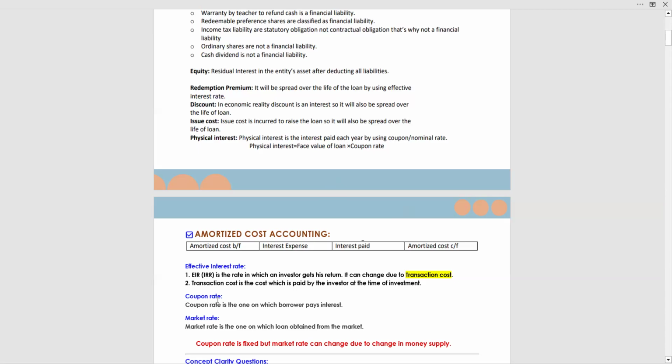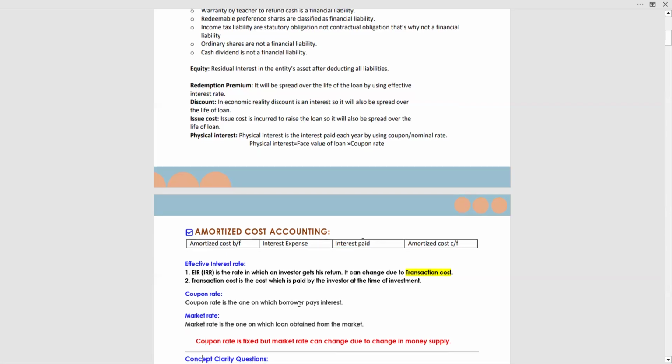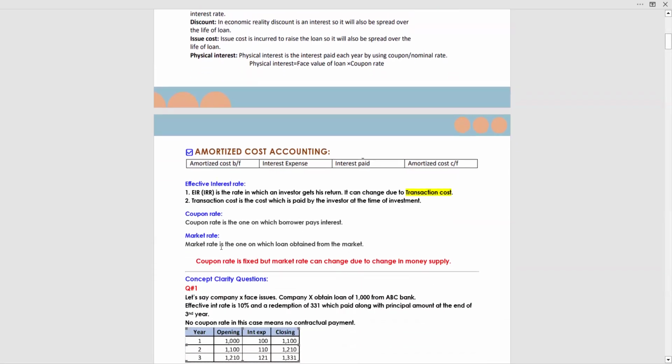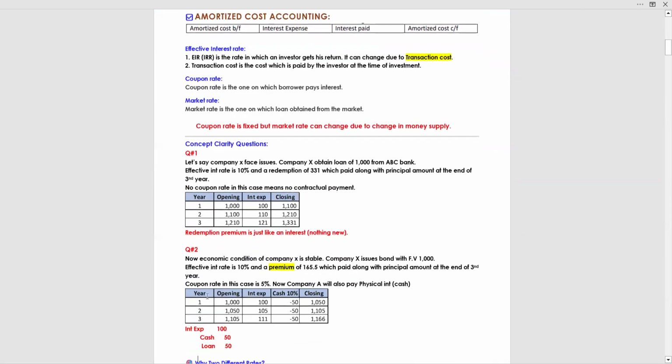Now, what is a coupon rate? Coupon rate is the one on which the borrower pays interest, meaning the entity who is obtaining the funds or loan. Market rate. Market rate is the one on which loans are obtained from the market, meaning for all the borrowers. Coupon rate is fixed, but market rate can change due to change in money supply because it relates to the market. So market rate can fluctuate due to change in money supply. Now there are the following questions for your conceptual clarity.